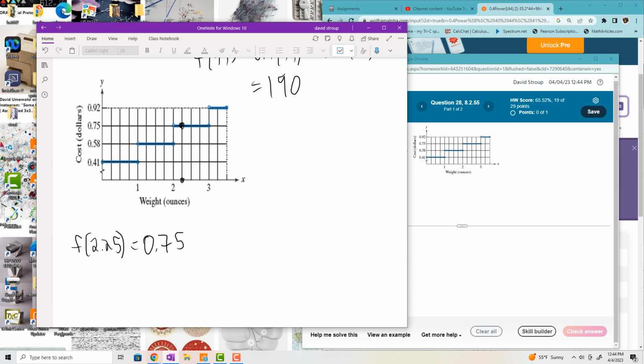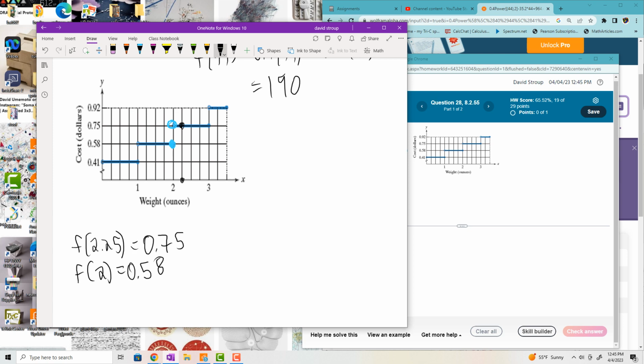It's pretty self-explanatory. The only issue is at places like 2. So what happens if your envelope weighs 2 ounces? If you look at the blue graph, it looks like it's maybe $0.75 or $0.58. So 75 cents or 58 cents, which is which? Well, it has an open dot up here, which is hard to see on the picture, and below it, it's a closed dot. So you go with the one that's closed. So f of 2 is actually 58 cents, not 75 cents.